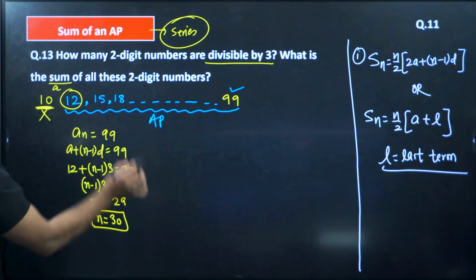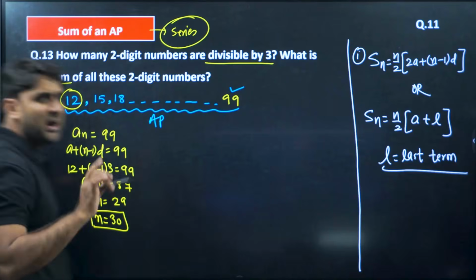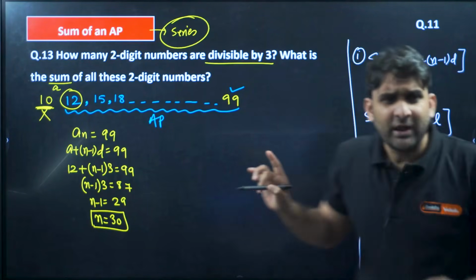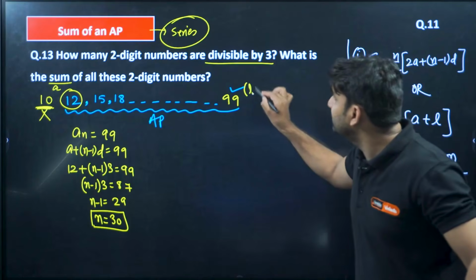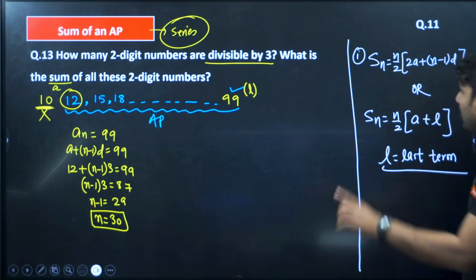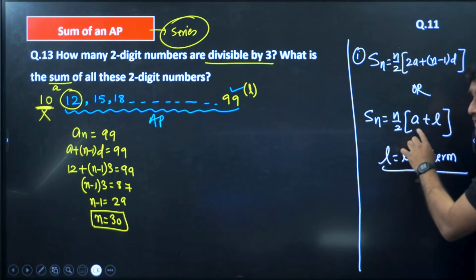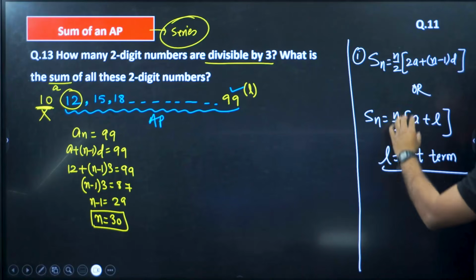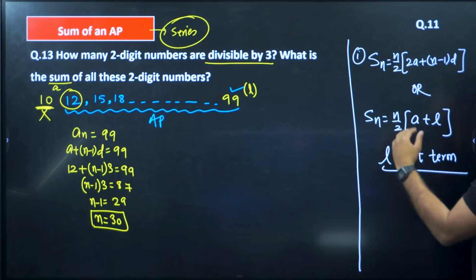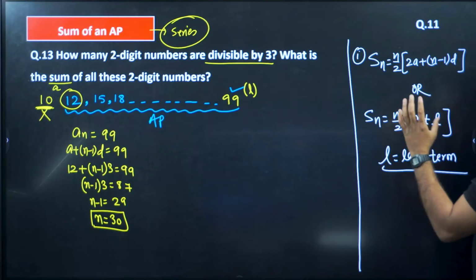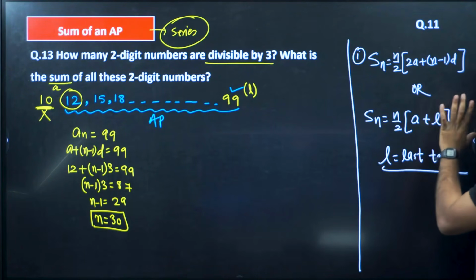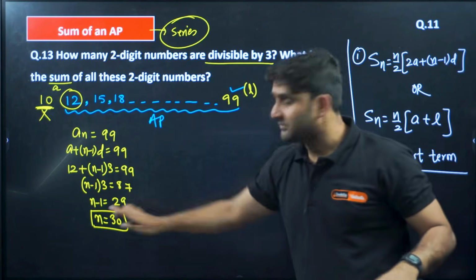Now look at the second part. What is the sum? My dear champions, what I have suggested to you: if the last term is given to you, this is l. So which formula? You can use this formula, you can use this formula also. But this formula will reduce your calculation time. This formula will save your time. So use this formula because l is the last term. And how many terms are there?